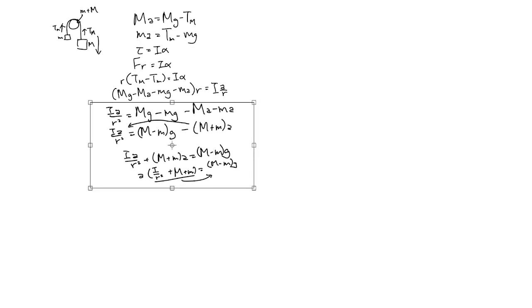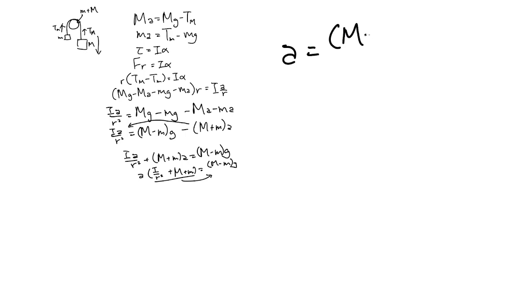Okay. So next up, let's first clear that. Now that we've moved it to this side, we have a general equation for our acceleration, which is going to be big M minus little mg divided by I over r squared plus big M plus little m. And this is really intimidating, because it is, but we're going to be getting through it very soon, right?